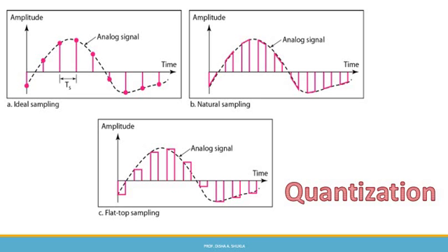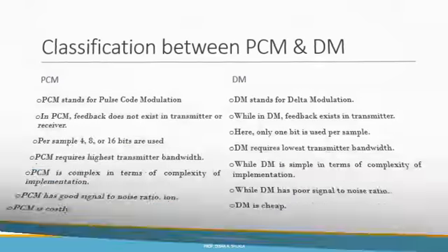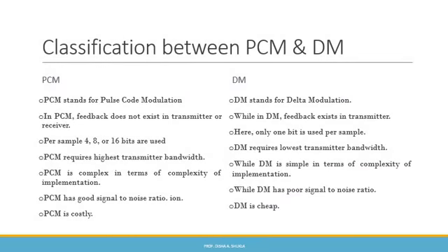Finally, the last step is encoding. In this step the quantized values are converted to binary numbers. The number of bits used for each quantized value is given by nb equals log base 2 of L. So this is the whole technicality of PCM, what actually happens in sampling, quantization and encoding.